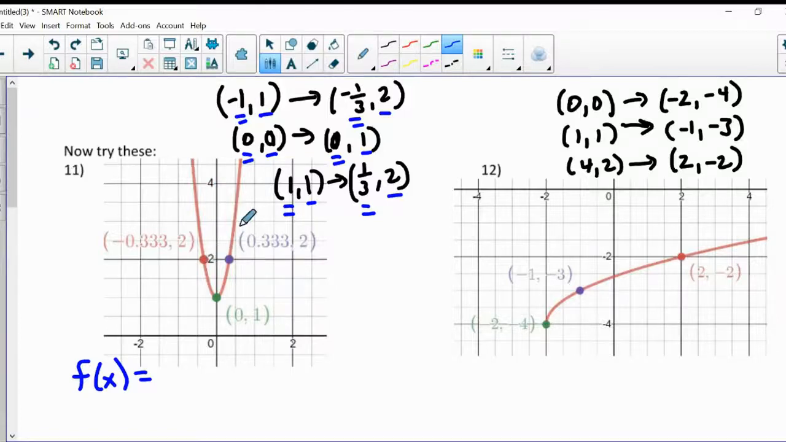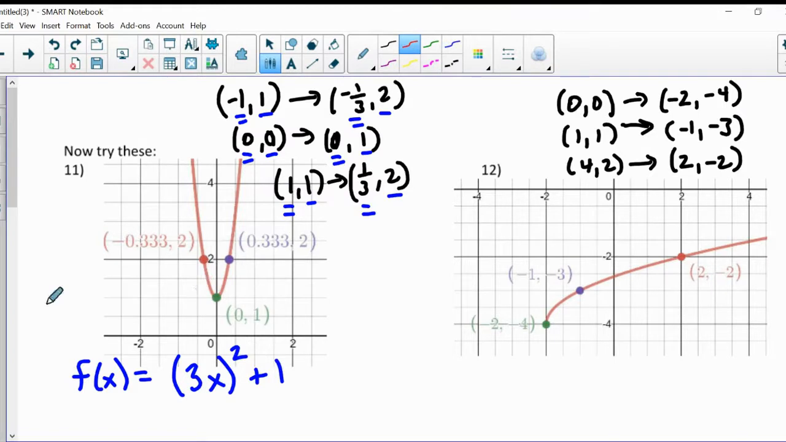In order to figure out what the function is, I'm going to look at what happens to each point. So if I look at the x's, they look like they're all getting multiplied by 1/3. So that means I would have 3x, the quantity squared. And then all of the y's are getting added by 1. That's plus 1. So this would be what's actually happening to the points.